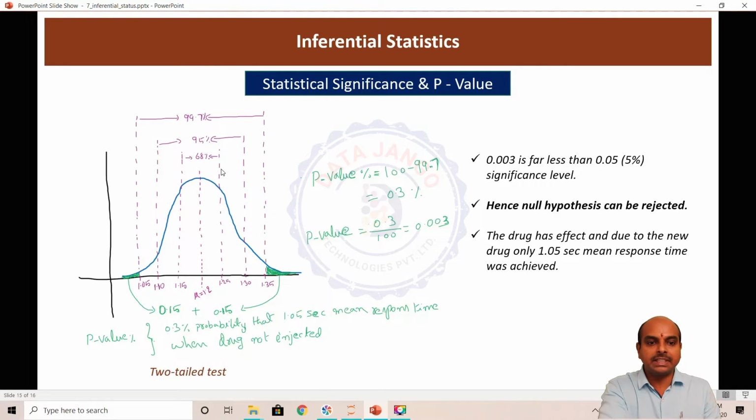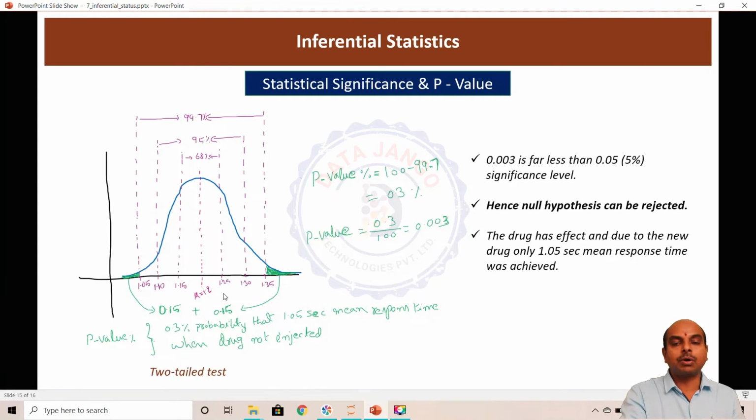Out of all those samples, 68% of the sample means are between 1.15 and 1.25. How can I say that? It is one standard deviation away. The sampling distribution of means is normally distributed. In a normally distributed data set, 68% of the data is going to fall within one standard deviation, right? This is one standard deviation away: mu minus sigma and mu plus sigma. What is sigma here? Standard error, 0.05. I subtracted and I added. So 68% of the sample means, from 100-rat samples without the drug injected, are between 1.15 seconds and 1.25 seconds.